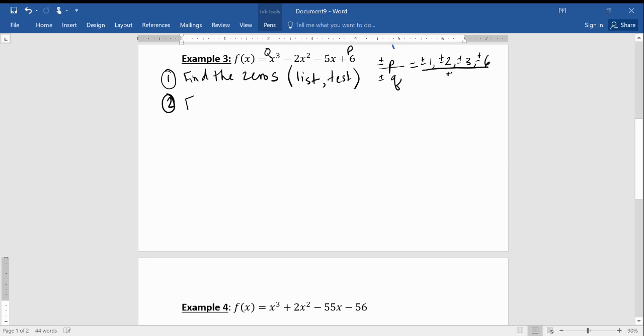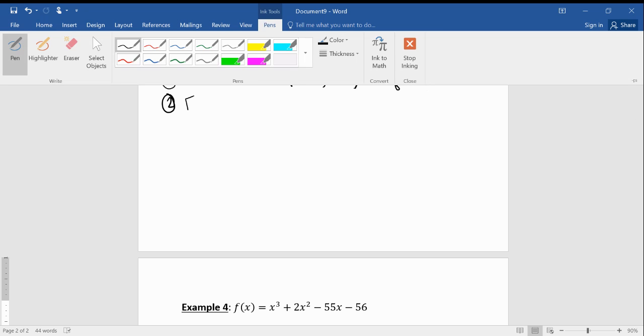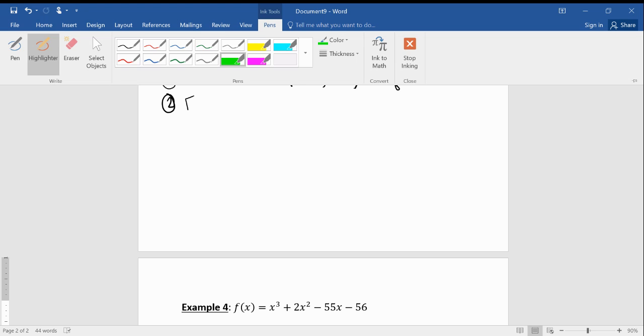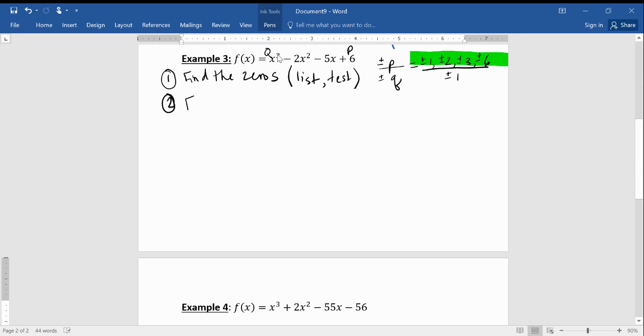The factors of Q, the leading coefficient, are just 1 and negative 1. So what are the only ones we really need to worry about? Remember, when you're dealing with a leading coefficient of 1, the factors of the constant are the only ones you need to worry about. So let's do some testing. What do we test with? Synthetic division. Let's test 1. That's my favorite one to start with. Remember, we're looking to see if we get a remainder of 0.